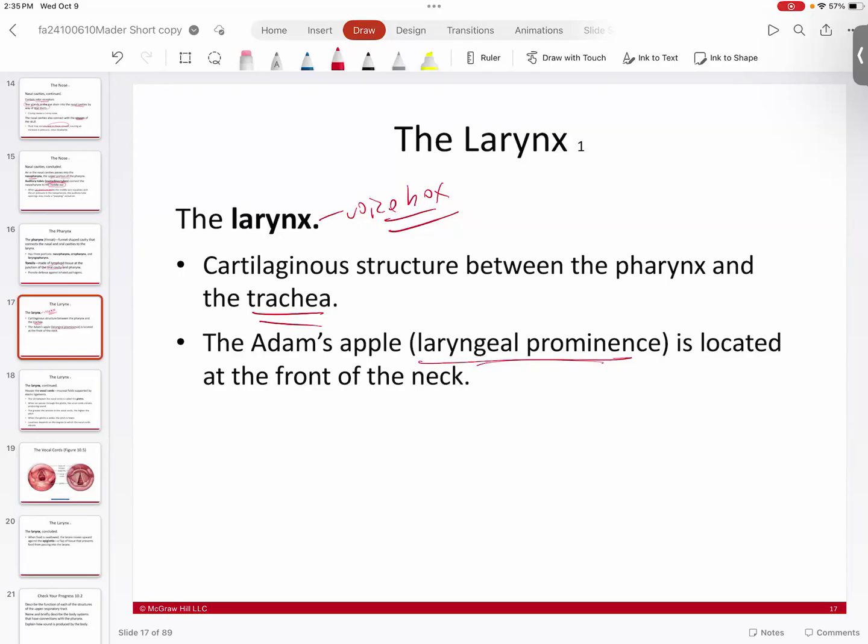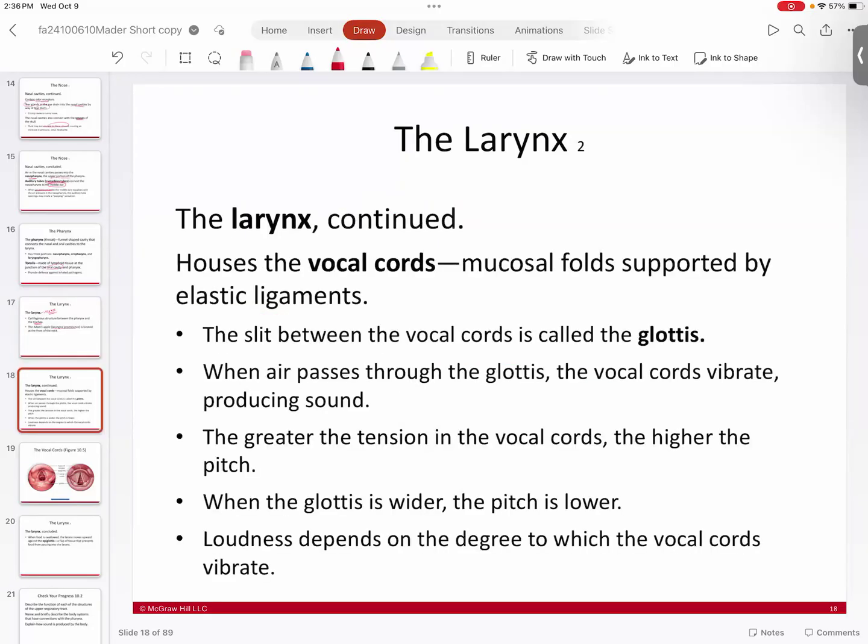That big piece of cartilage is covering your voice box. And this is basically where you're going to have your vocal cords, which are basically mucosal folds, little folds of tissue, and they have elastic ligaments that are sort of supporting those folds. When you take a look at this, the slit between the cords, the opening, we call the glottis. So when the air passes over these cords, the cords will vibrate, producing a sound. Very similar to a guitar string.